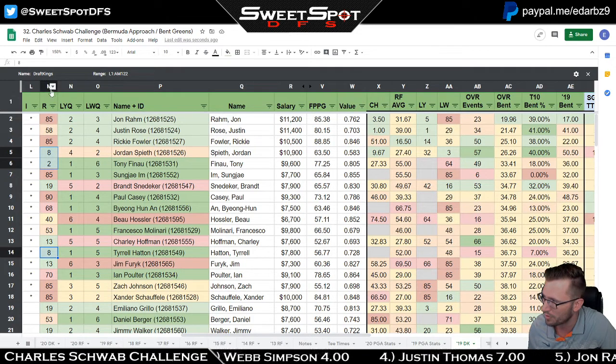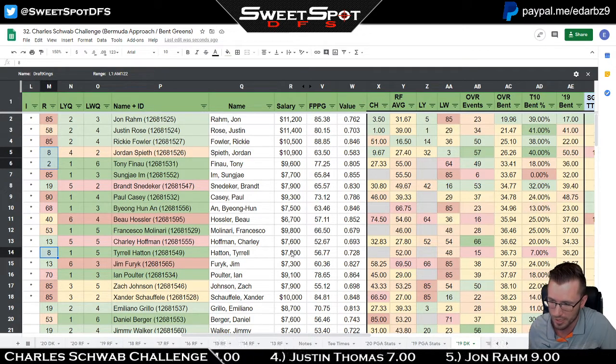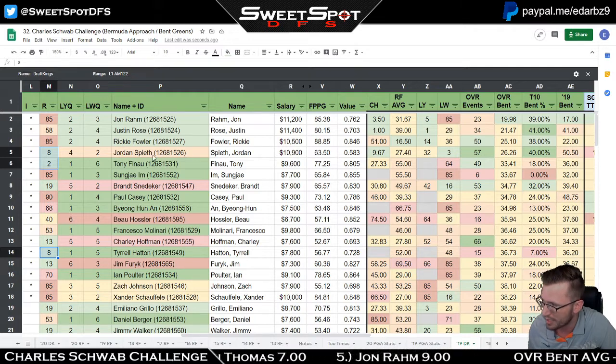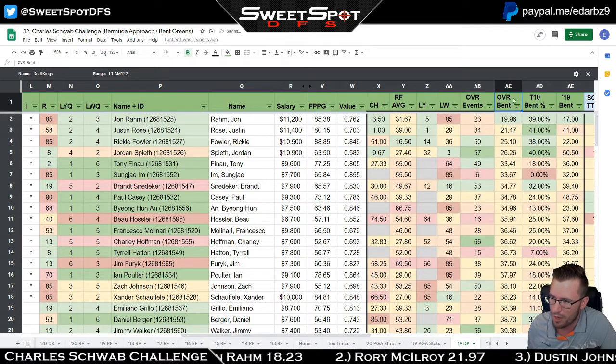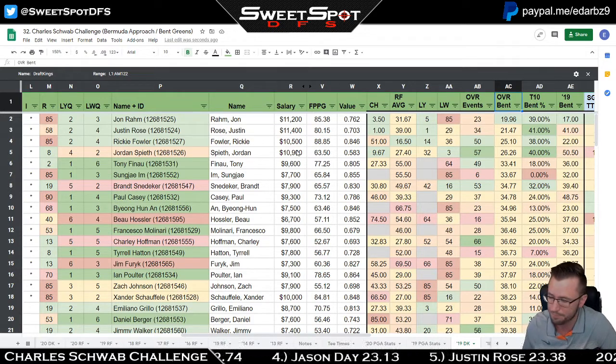So this is your results over here in column M for the 2019 tournament. Tony Finau was 2nd. Jordan Spieth finished 8th last year. Tyrrell Hatton also finished 8th. But this is overall bent. This is your top golfers for bent grass in this field for 2019. 3 finished inside the top 10 that are inside the top 20 for that stat.